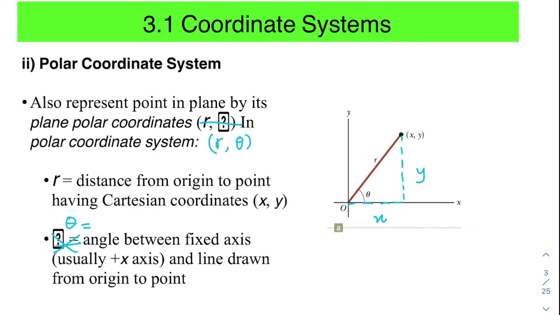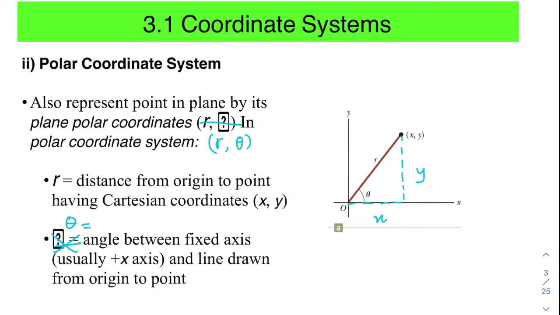The second type of coordinate system is the polar coordinate system. For polar coordinate system, not xy only, but we also include r and theta. What is r? R is the position, where we have information of x and y within r. In addition to that, we have another thing, which is the angle between the fixed axis and the line drawn from the origin to the position of the object.